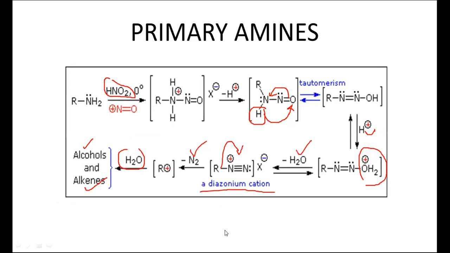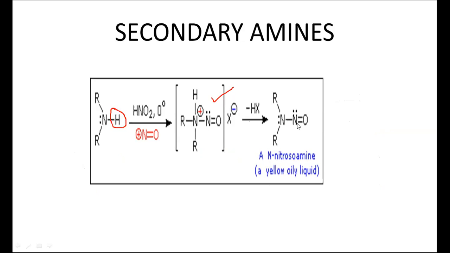But you see the second step, what happened? In primary amines there is one more hydrogen, therefore tautomerization takes place. This tautomerism is not possible in secondary amines, because there is no other proton to remove. This H and X will be removed as HX. After forming the nitrosoamine, there is no other proton to move to the oxygen to get tautomerization. That's why it does not form a clear solution, and this compound is a yellow oily liquid.